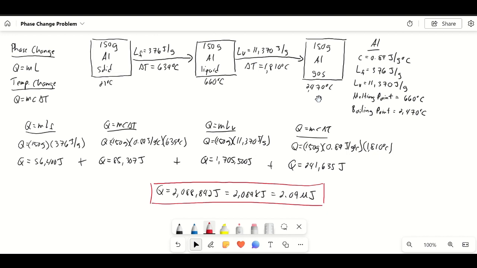Some are going to be maybe more complex than this, with a couple other temperature changes. Some will be a lot less. Give them a try, and I will see you in class.